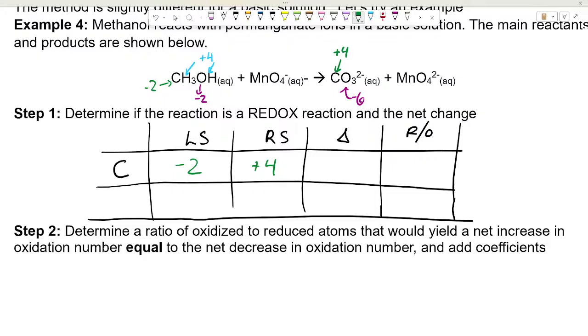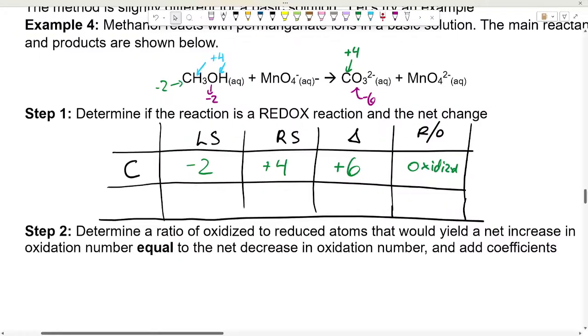What's the delta there? Is it going up or down? By how much? Very good. You see that? From -2 to 4 is a change. It's going up. It's going up by 6. Is it being oxidized or reduced? Oxidized. Good. Okay.